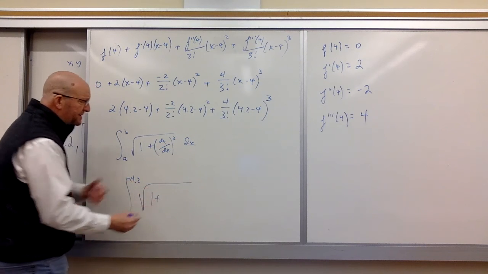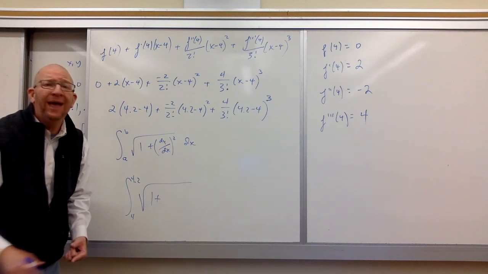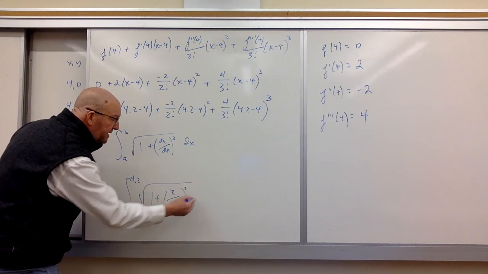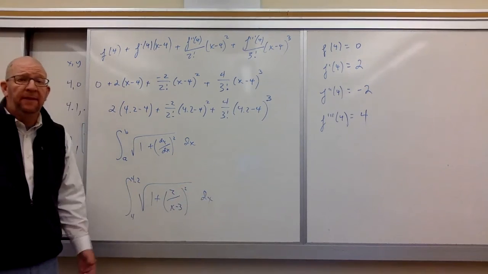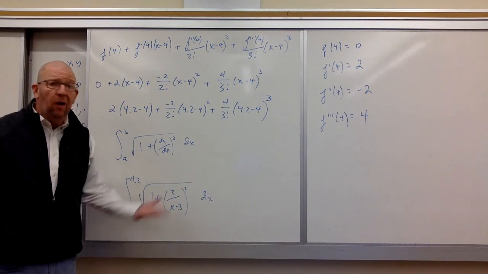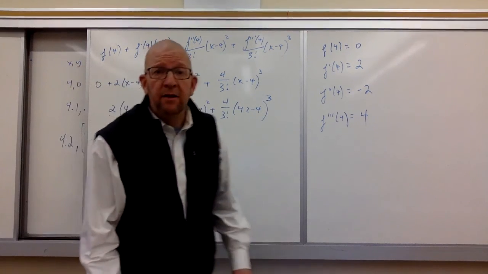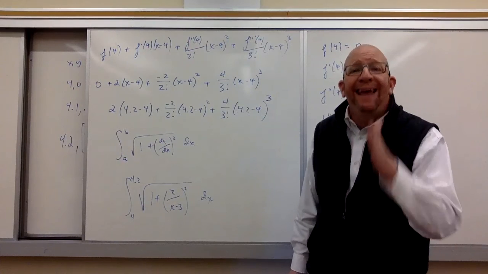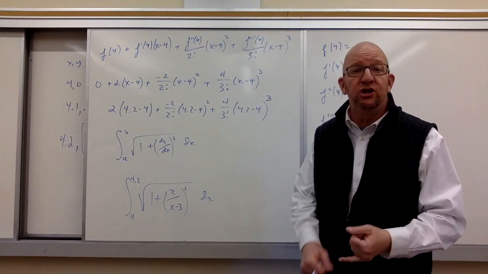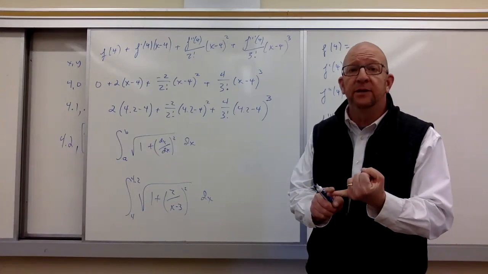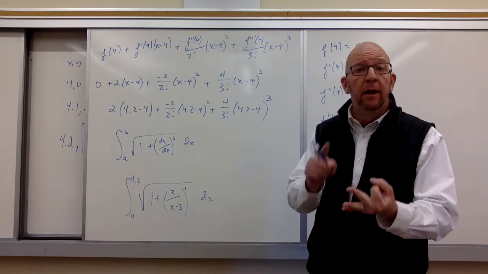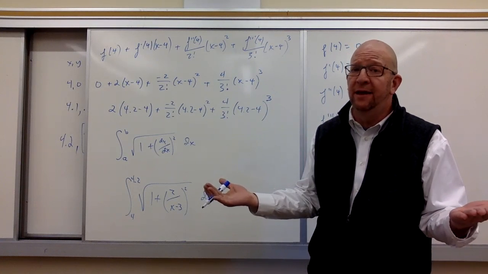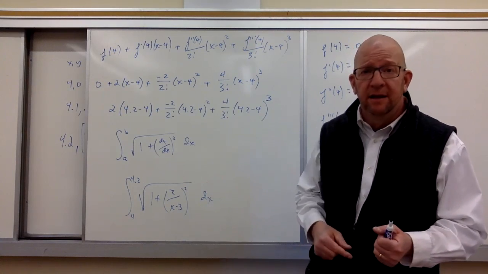Root 1 plus, what was that derivative again? Oh yeah, (2 over x minus 3) squared dx. Length of curve. Go home. We're done. The key to this problem is understanding the tangent line and its relationship to a tangent approximation, an over or an under, Euler's method, and Taylor series. It's a beautiful thing. Have a great time, and I'll see you next time.